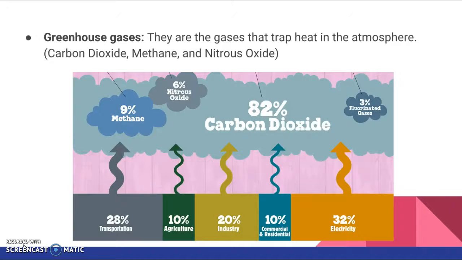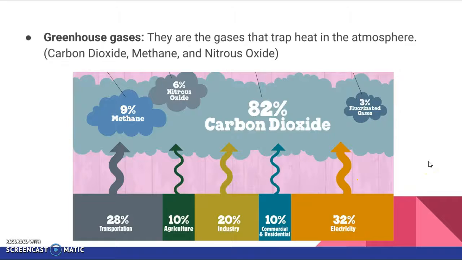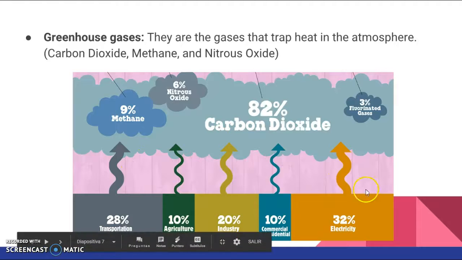Greenhouse gases. They are the gases that trap heat in the atmosphere: carbon dioxide, methane, and nitrous oxide. These gases are composed 28% of transportation, 10% agriculture, 20% industry, 10% commercial and residential, and 32% electricity. Carbon dioxide is composed of 82% of these causes.